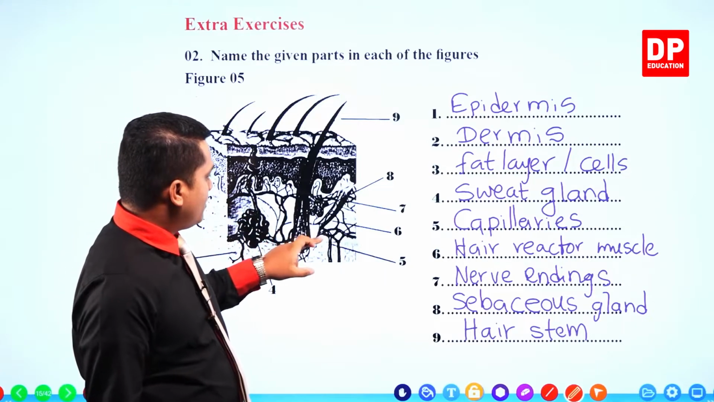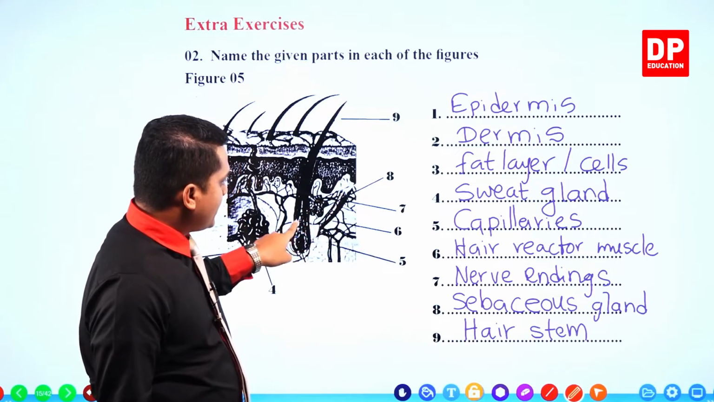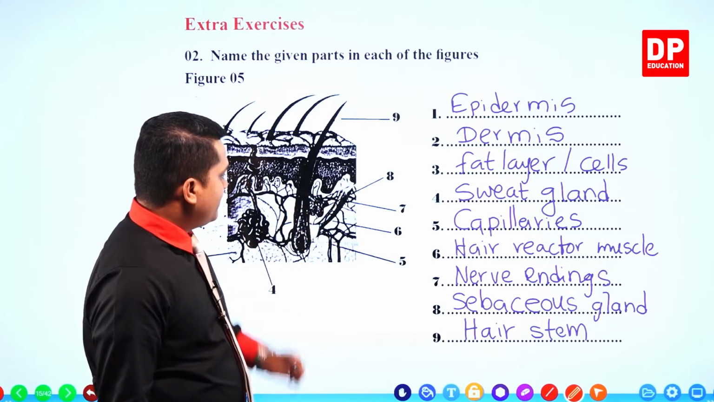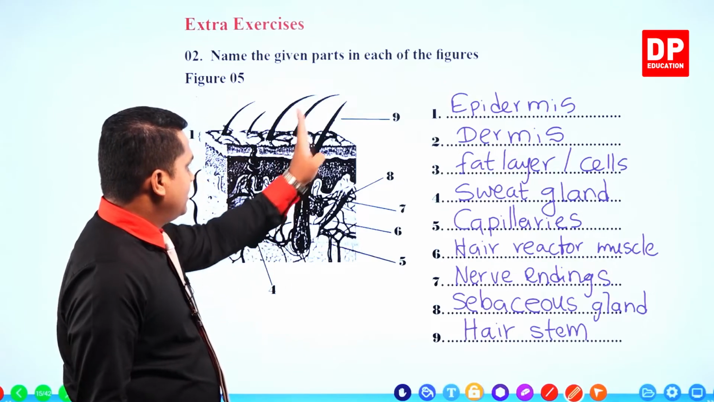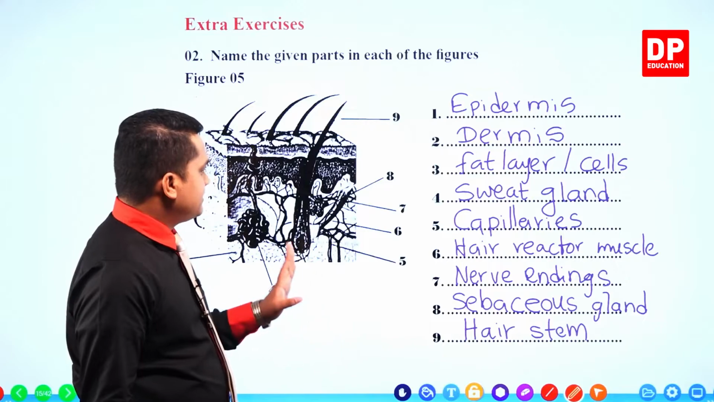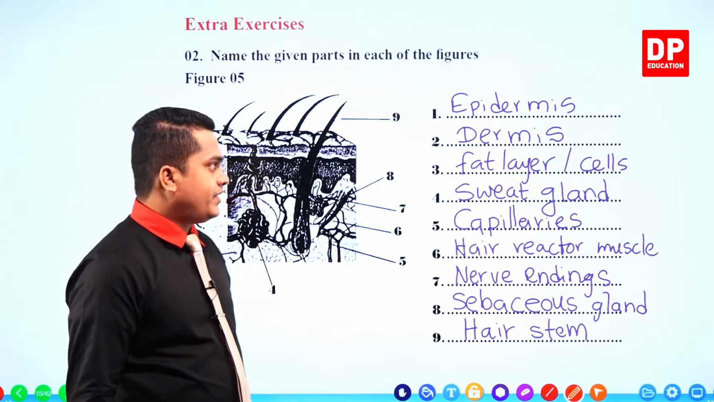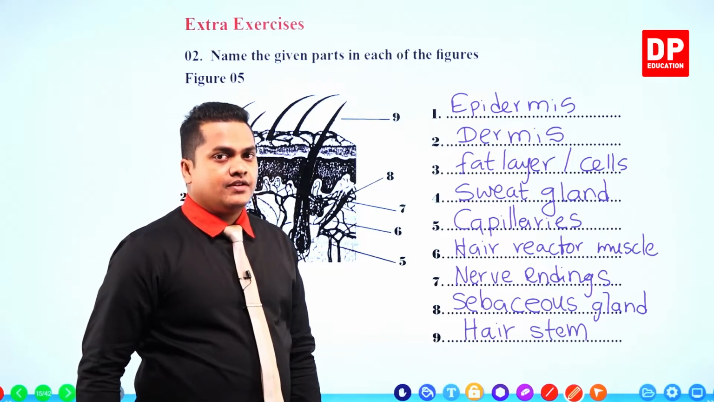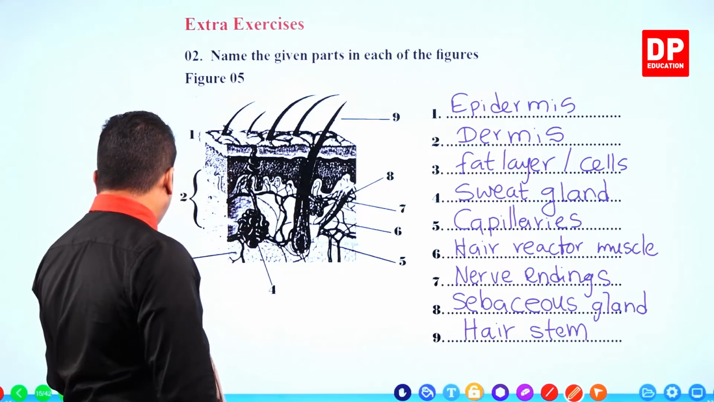Number 5, you can observe blood capillaries. Number 6, the hair erector muscle. Number 7 is pointing out the sebaceous gland. Then finally, number 7, nerve endings. Number 8, sebaceous gland. And finally, number 9, the hair stem, right? So these are the parts contained in the figure related to the skin. So let's move on with the next figure.